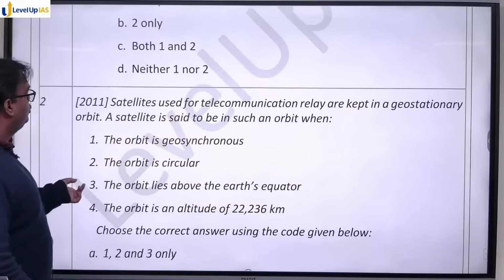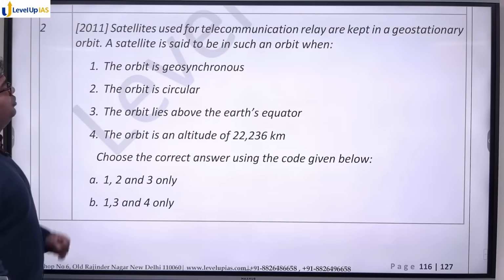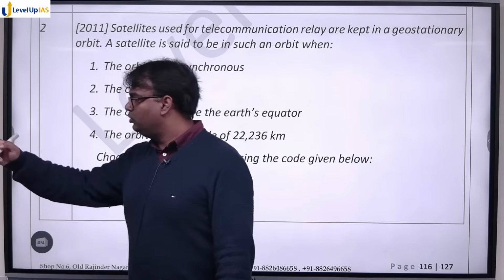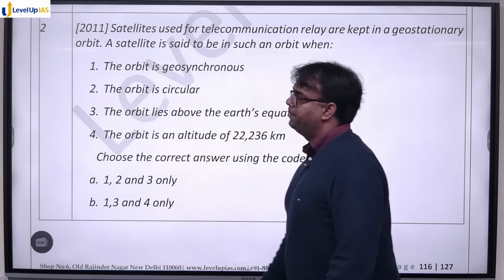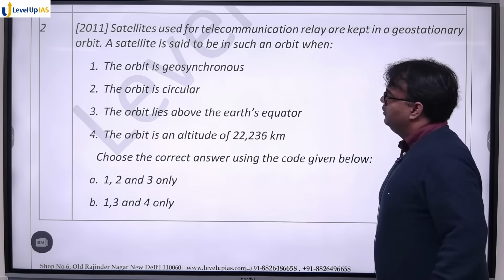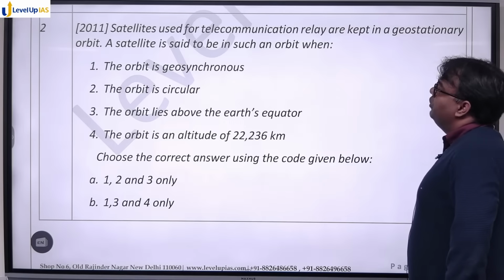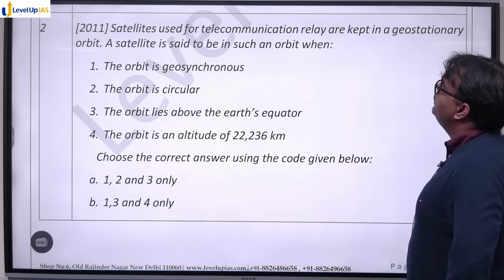Question number 2. Who will tell question number 2? Let's start from here. Kintu, will you tell? Satellites used for telecommunication relay are kept in geostationary orbit. A satellite is said to be in such an orbit.